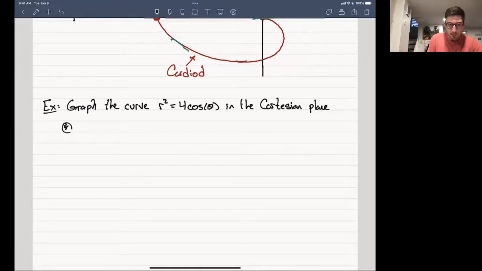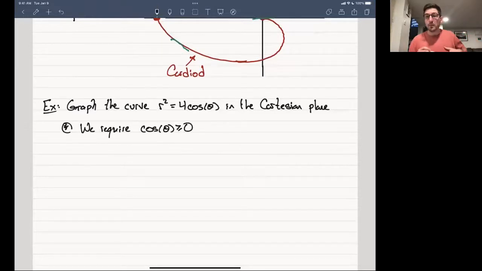So we require cos of theta to be positive for this to work. There's no way you're going to say something negative on the right-hand side of this equation is equal to something positive, because the left-hand side is a square. It's always positive. So what this means is that minus pi over 2 is less than or equal to theta, which is less than or equal to pi over 2.